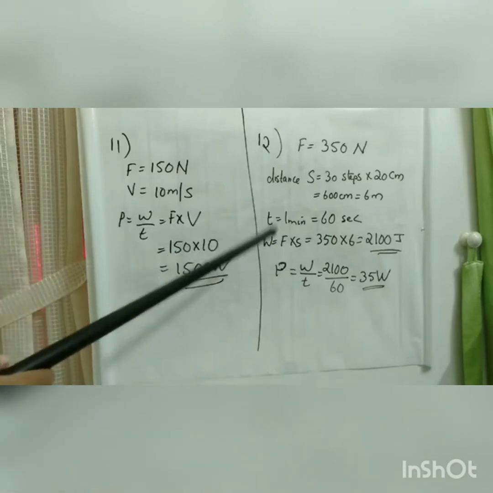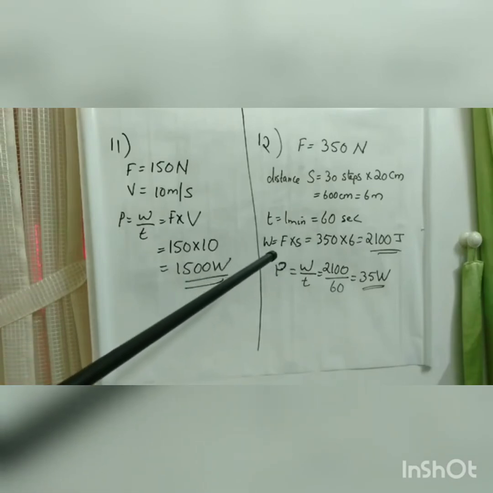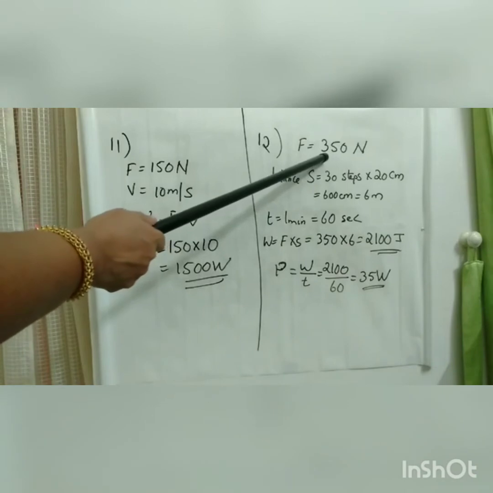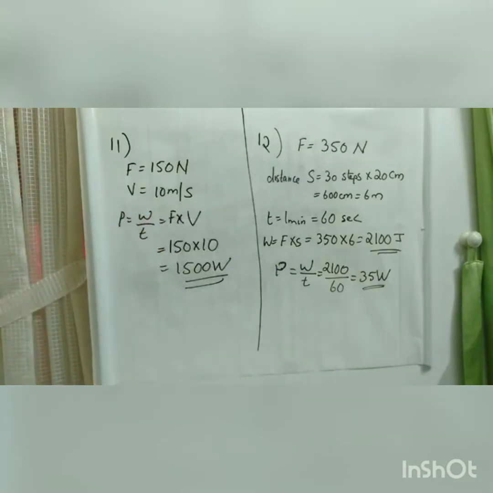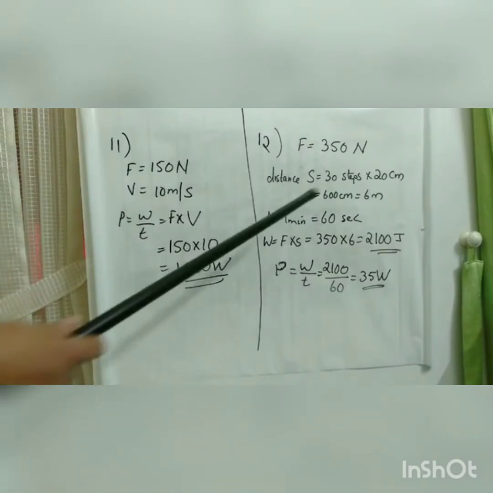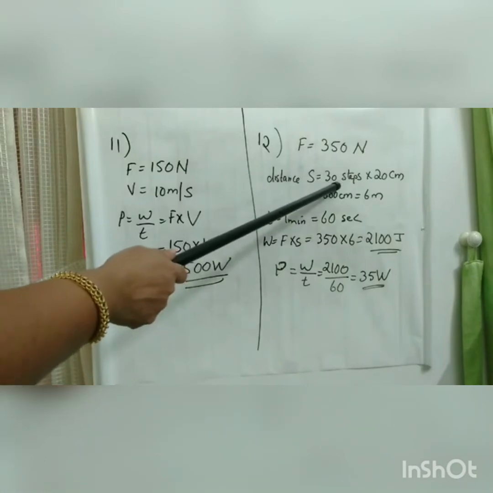Next is a different model. The next model. Question number 12. A boy weighs 350 Newton. So force is given 350 Newton. Climbs up 30 steps, each of 20 centimeter height. So total distance is, he climbed 30 steps.